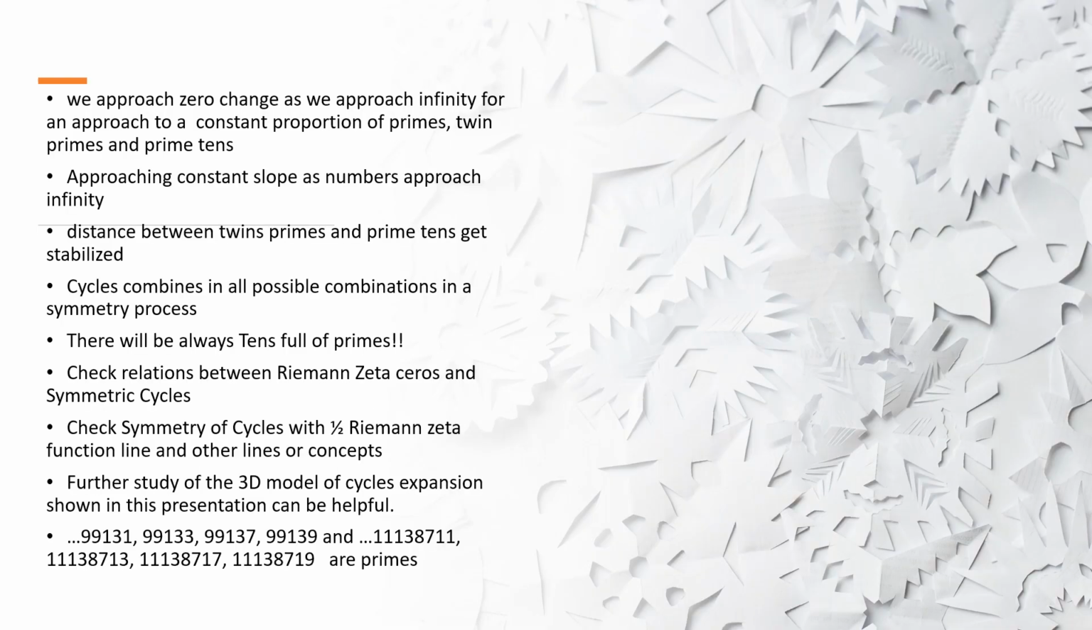Some conclusions. We approach zero chains as we approach infinity, for an approach to a constant proportion of primes, twin primes and prime tens. Approaching constant slope as numbers approach infinity. Distance between twin primes and prime tens get stabilized. Cycles combine in all possible combinations in a symmetry process. There will always be tens full of primes.